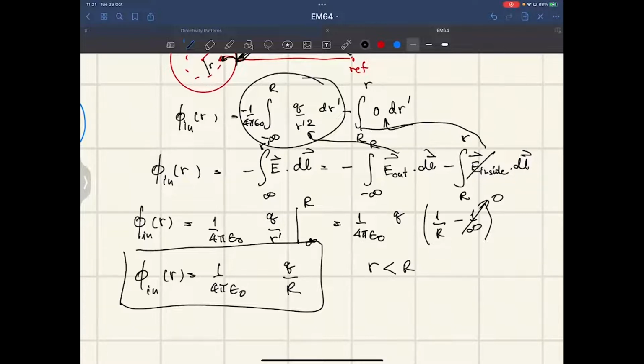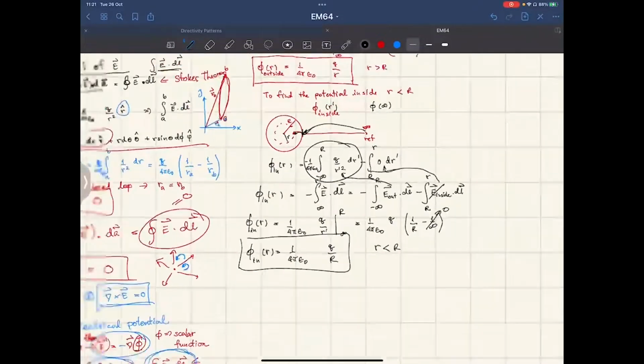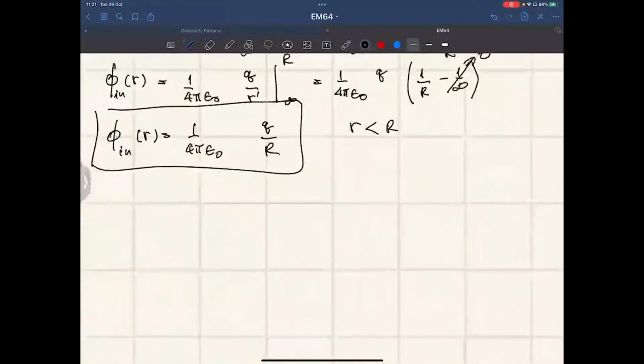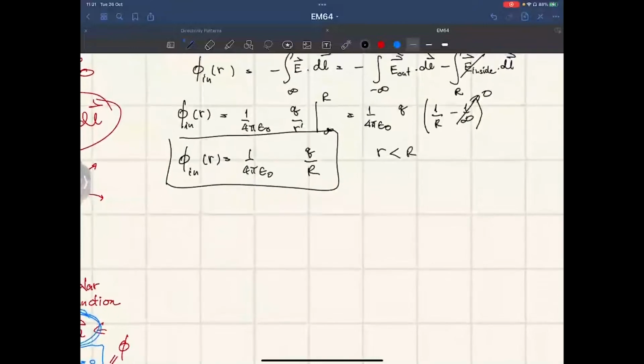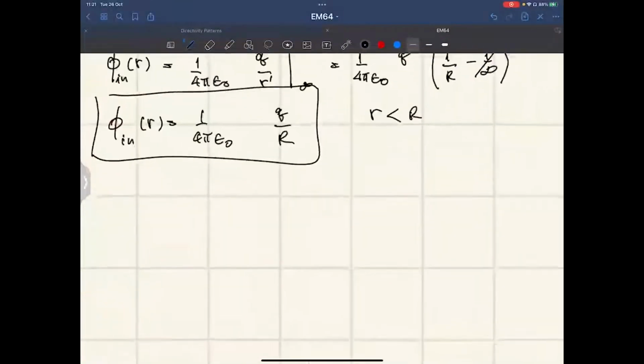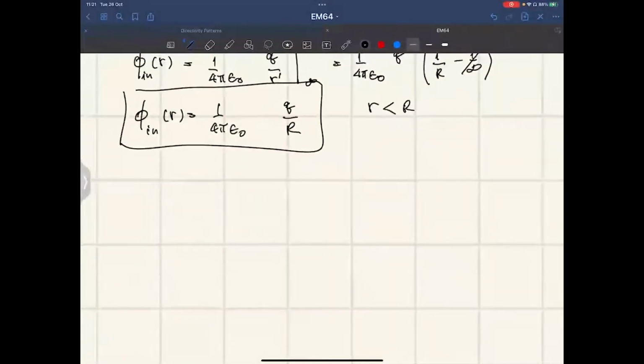Teacher, yes. I don't understand much. Can you say that again? I don't understand much. Can you explain the step again, please, from the potential outside, from the beginning, maybe? Okay, let's start over.